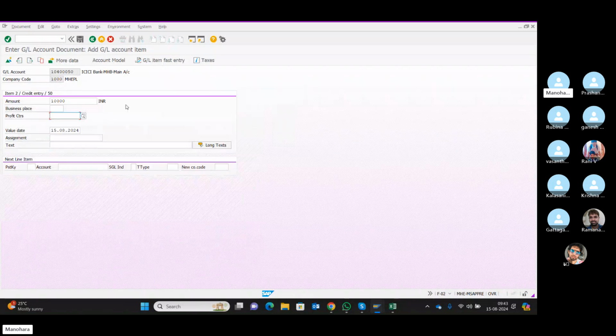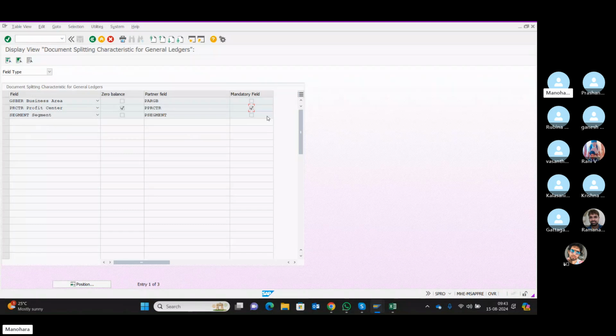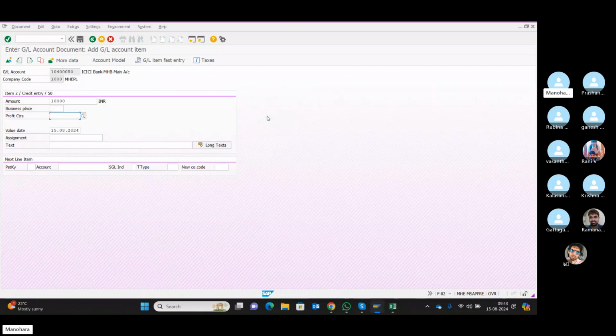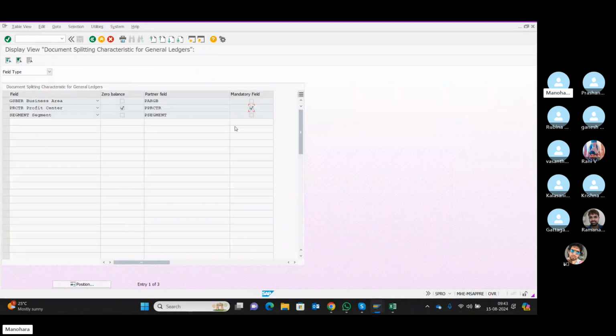If the document is posted without the profit center, the document will post, and after one or two months an error will come because document splitting did not happen in the proper way, since he forgot to give the profit center here. At that time we cannot understand. That's why it is a mandatory field. Whenever we activate this, the profit center is a mandatory field.